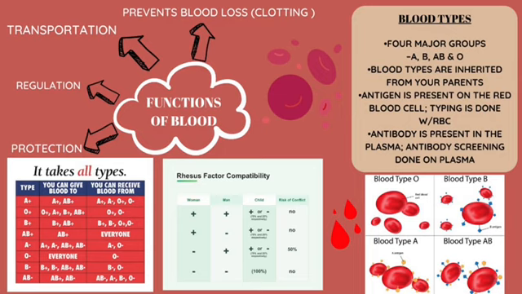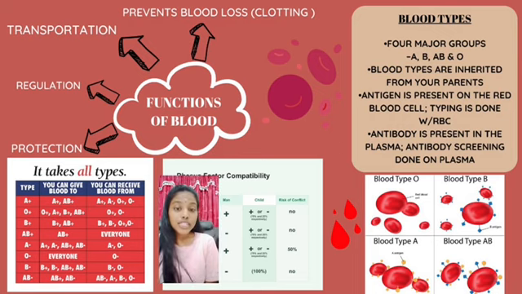There are 4 major blood groups, which are A, B, AB, and O. Usually blood types are inherited from the parents. In blood types, there are 2 medical terms, which are antigen and antibody. Antigen is present on the red blood cell. Antibody is present in the plasma. According to the diagram shown there, O group blood is known as the universal donor and AB group is known as the universal receiver.